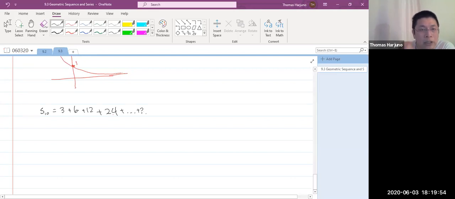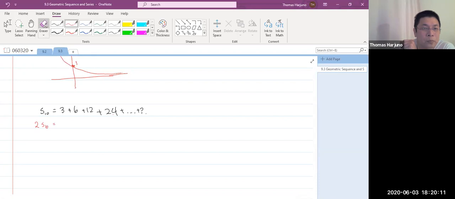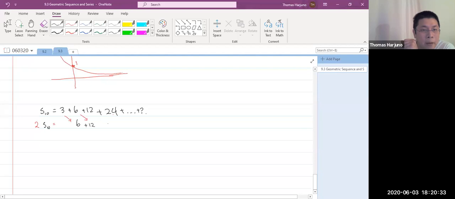Notice that the ratio is 2, right? So what I plan to do is multiply this equation here by 2. That's the ratio, right? By 2. Okay, so if I multiply the whole sum by 2, then this 3 becomes 6. The 6 becomes 12. So on and so forth.